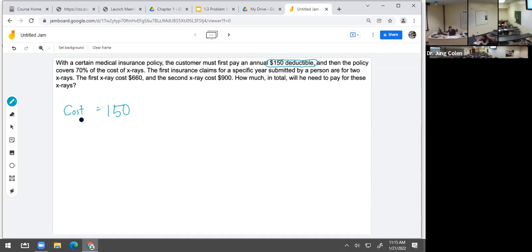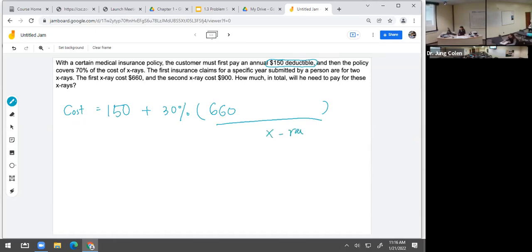If 70% is covered, I am responsible for 30%. So that's what I have to pay. So that's also included in my payment cost, right? I can say I need to pay 30% of whatever the expense is. Make sense? Okay. And the first insurance claims for a specific year submitted by a person are 2 X-rays. First X-ray cost $660. That's the X-ray cost. So X-ray cost goes up. And the second X-ray cost $900.